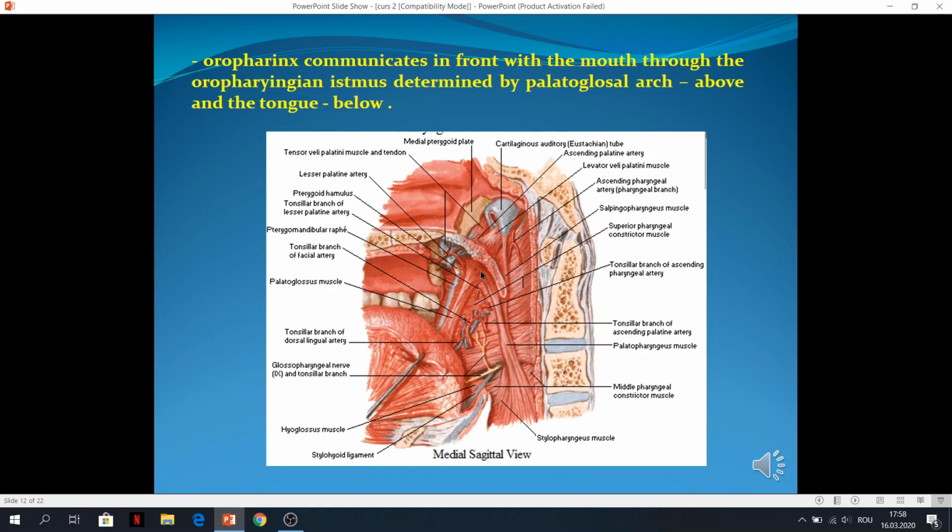It's limited by the palatoglossal arch right here. This is the palatoglossal arch. It's a muscle actually, but you know it's visible if you look into your mouth. It's like a fold, more mucous than muscular, but it has muscular fibers in its structure. So this arch limits this oropharynx superiorly, and inferiorly there is the tongue, the root of the tongue.